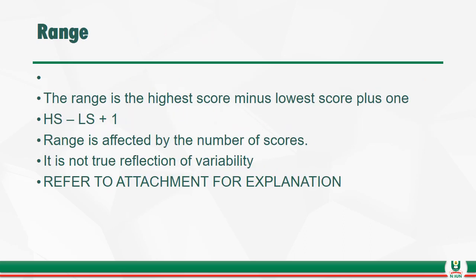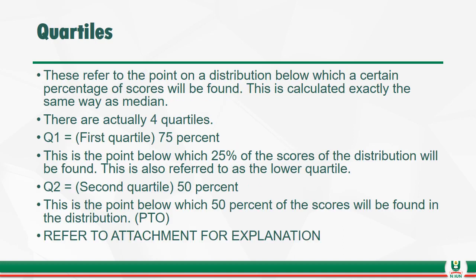Talking about the range, it is calculated as HS minus LS, where HS is the highest number among the array of numbers, while LS is the smallest number or the lowest number, plus 1. So it is HS minus LS plus 1, and that gives us the range of the numbers.